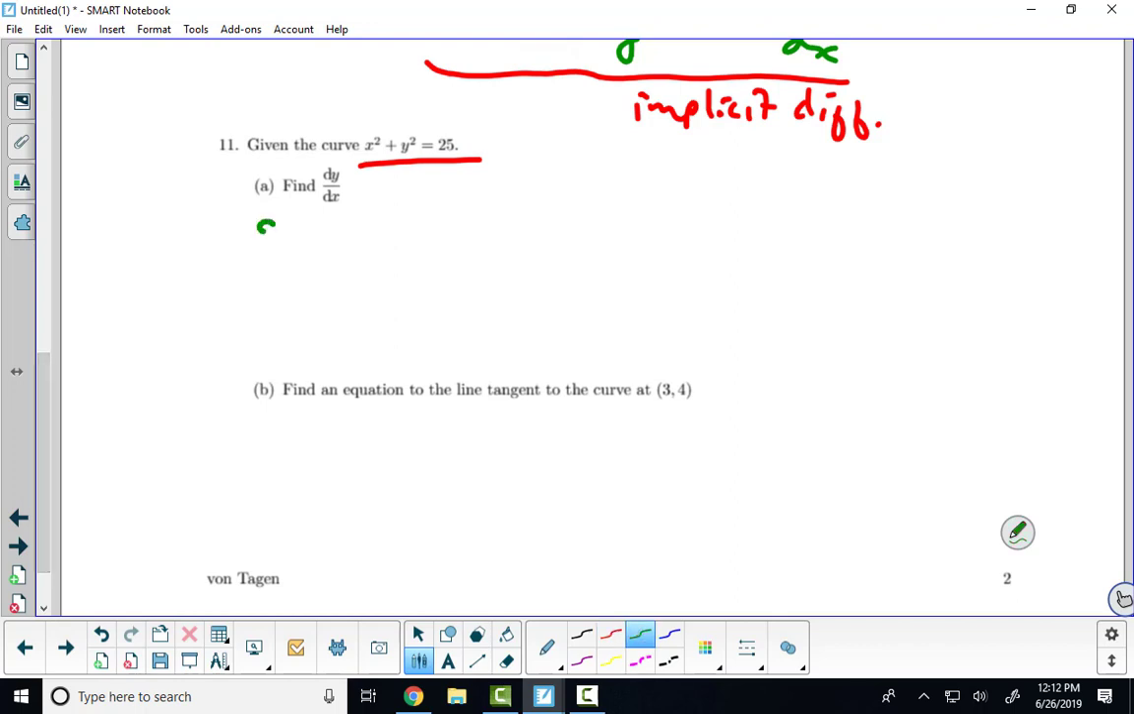Do write this first step out, folks. People try not to write this first step, and they make all sorts of mistakes. So I've said, okay, fine, I need you to write this out, and I will dock you if you don't. What I'm about to do is take the derivative of both sides of the equation.